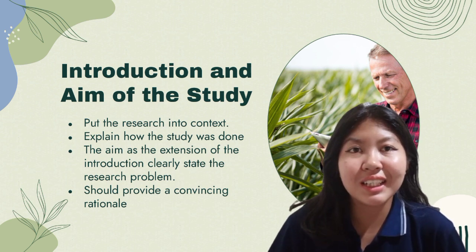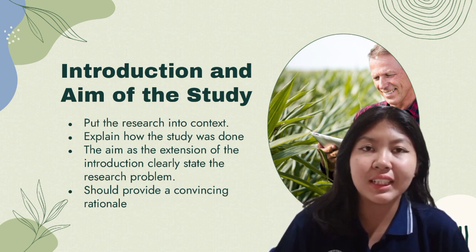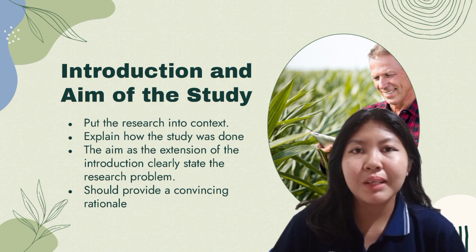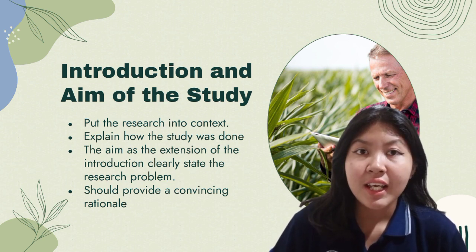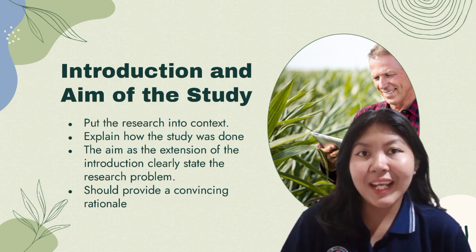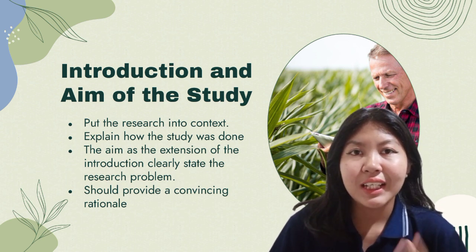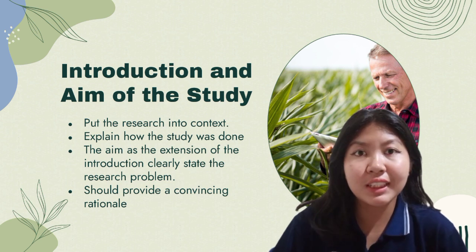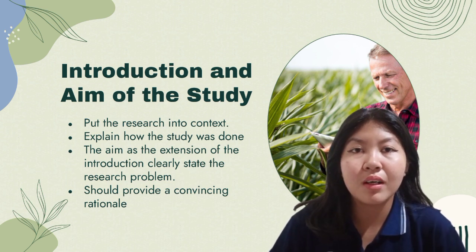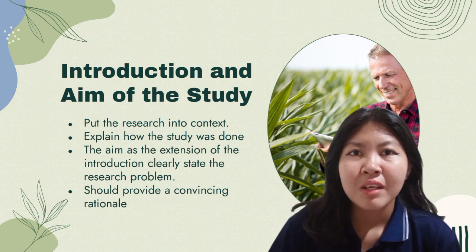The first one is introduction and aim of the study. The introduction is used to put our research into context. It should explain how our study was done and what it is about. The aim can be considered as the extension of the introduction, and it should clearly state our research problem. The statement of our research problem should provide a convincing rationale for why our study needs to be done. So that is the introduction and aim of the research.